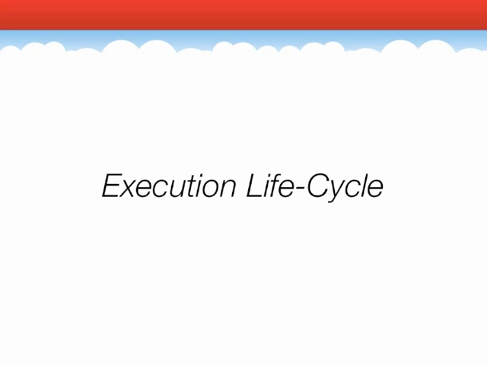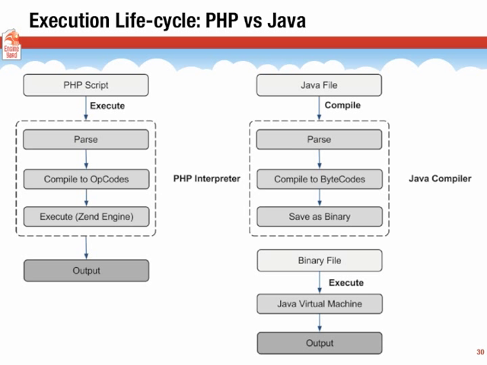This execution process actually looks a lot like Java. Let's take a look at the lifecycle of both of these languages. First, we'll look at PHP, shown here on the left. With PHP, when code is executed, we first parse it, turning it into a bunch of tokens in a process known as tokenizing. These tokens are then compiled into opcodes that are then passed into the Zend engine, where they are executed by the Zend virtual machine, giving us our output.